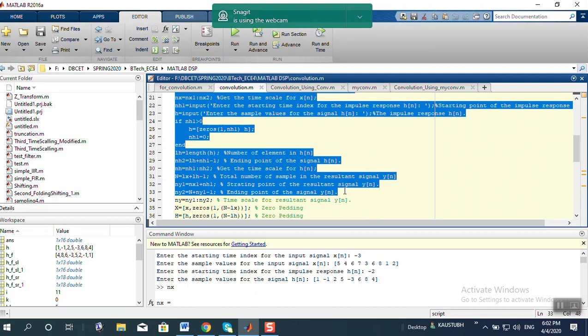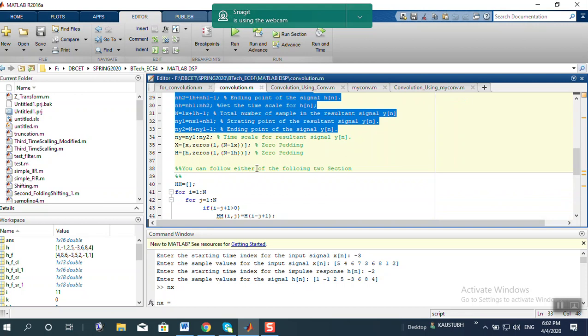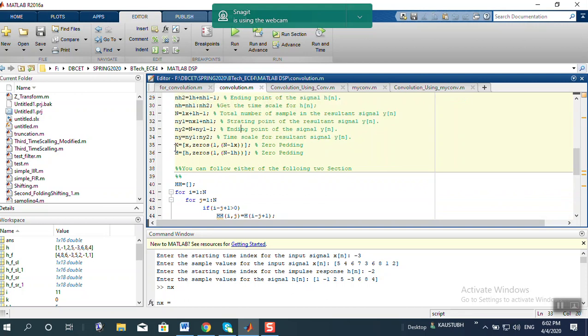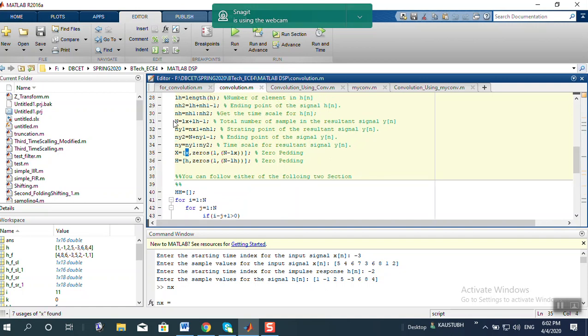It is same. Up till this it is the same as before. Now what I did is that I am making an equal number of samples in both x and h by putting some zeros. Only the vectors I am making equal. So x, my original vector, then putting zeros. How many zeros? N is the final number of samples in y, minus Lx. Lx is the number of samples in x.